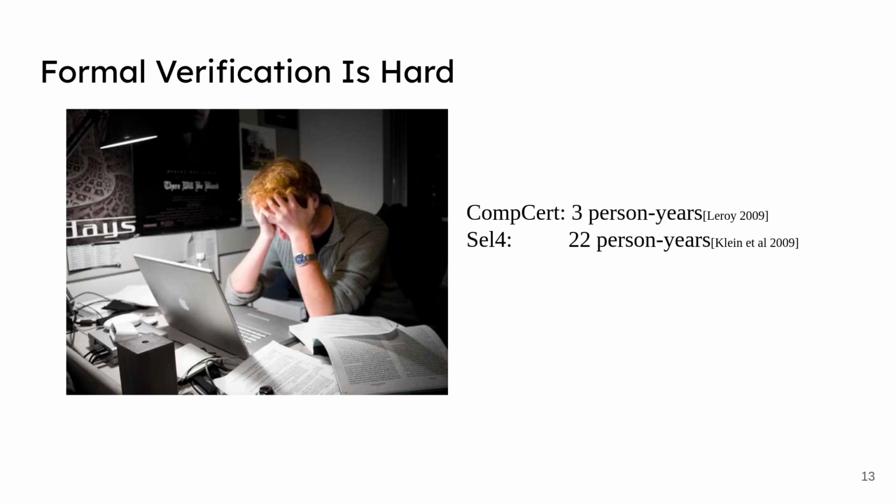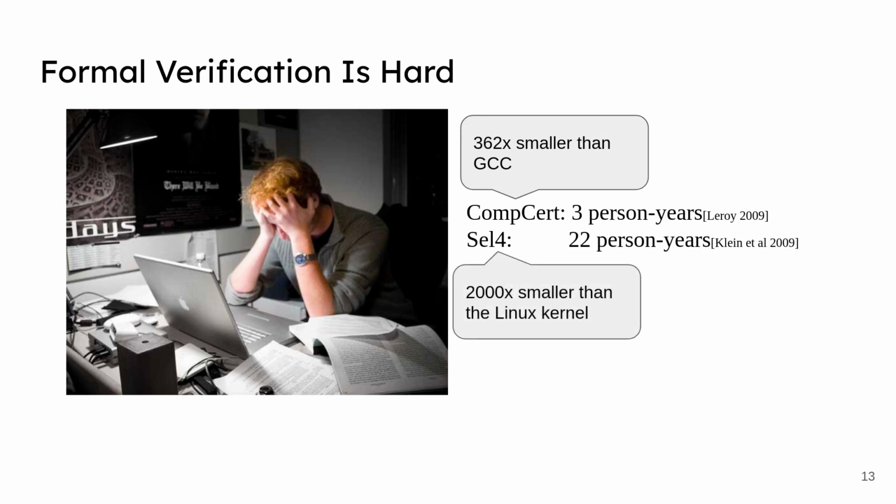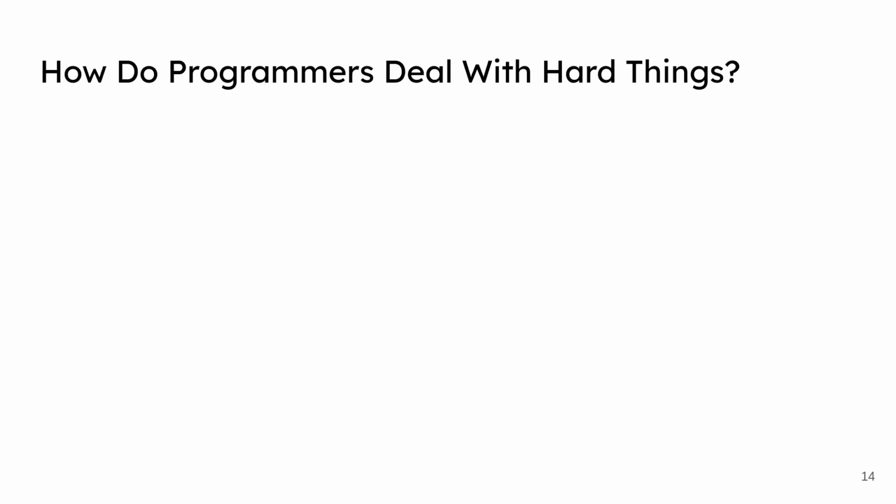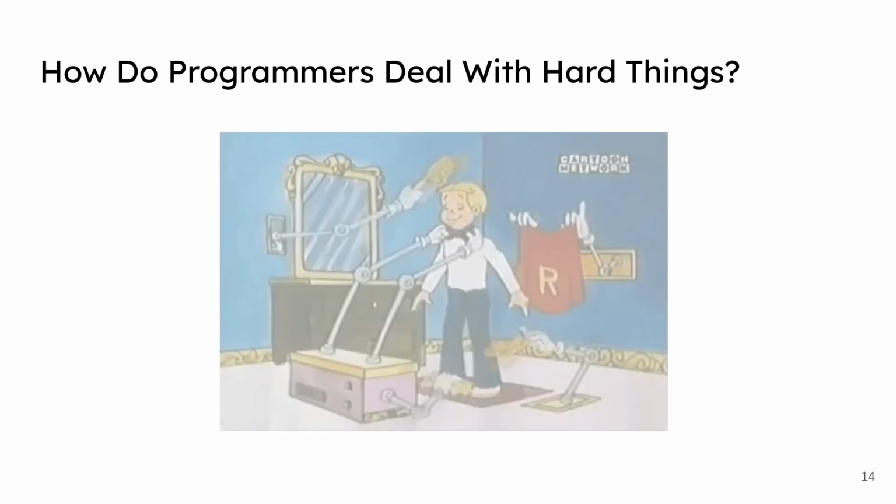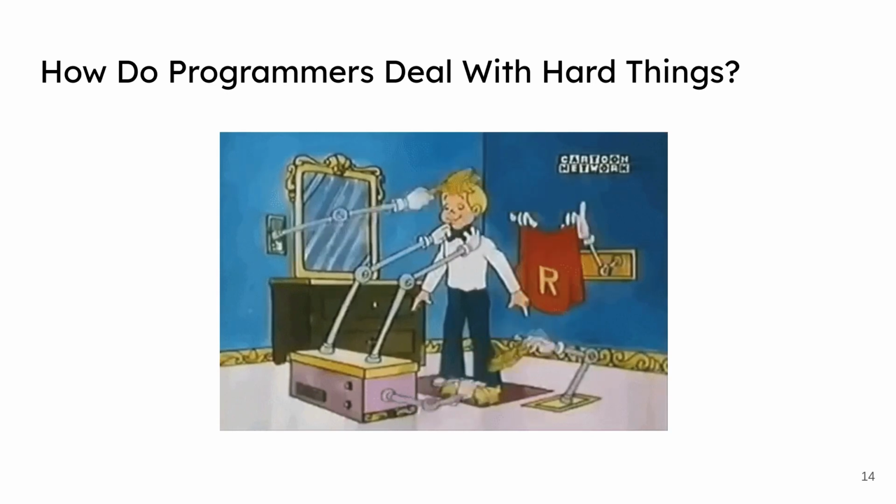Now this may not seem like a whole lot on the scale of industrial software development, but it's important to note that these pieces of software are actually orders of magnitude smaller than their industrial counterparts because they have fewer features, they're simpler, they have fewer optimizations. So CompCert is actually 362 times smaller than GCC in terms of lines of code, and seL4 is 2,000 times smaller than the Linux kernel. So how do we deal with hard things that take a lot of effort as programmers? Well, we try and automate them, and that's what this talk is going to be about.